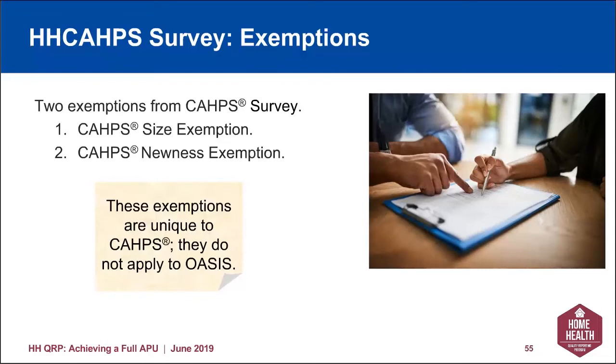We have two possibilities for exemption from doing the survey. One is a size exemption that home health agencies can request annually, and the second one is a one-time exemption for newness.